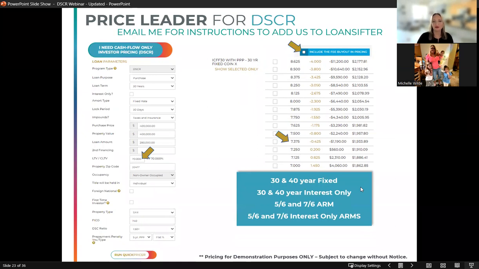I priced a fixed loan here. We have 30 and 40-year fixed for DSCR. We have 30 and 40-year interest only. Side note, if you're doing an interest only loan, you actually can use the interest only payment to calculate the DSCR. So instead of doing the PITIA in the DSCR calculation, you would just use the interest only payment there, which is awesome. It makes the DSCR a little higher. And then we have the 5 and 7 year ARMs, and then the interest only on ARMs as well.